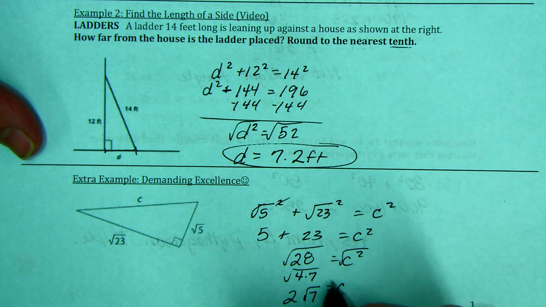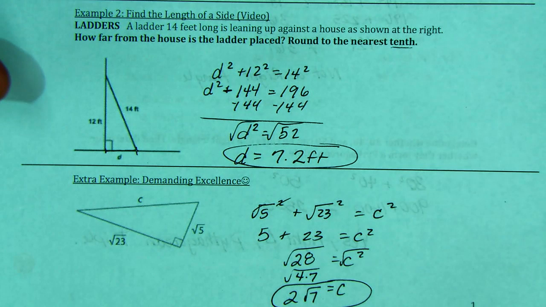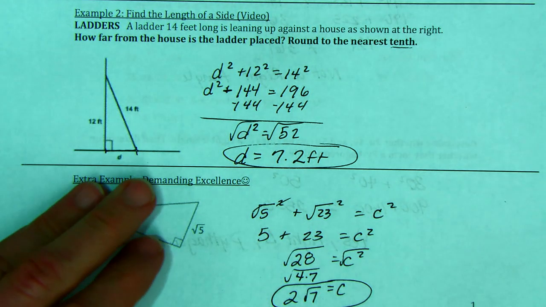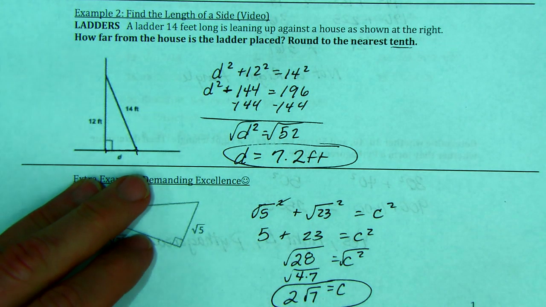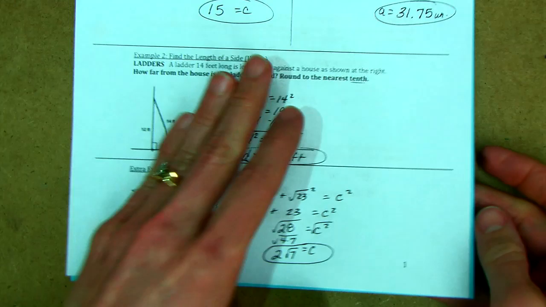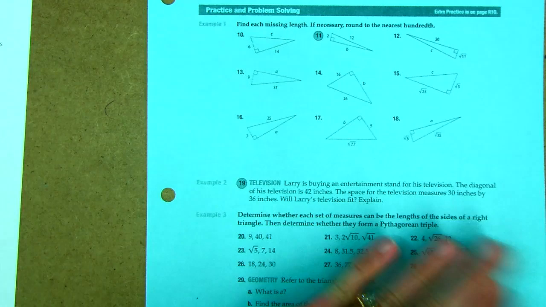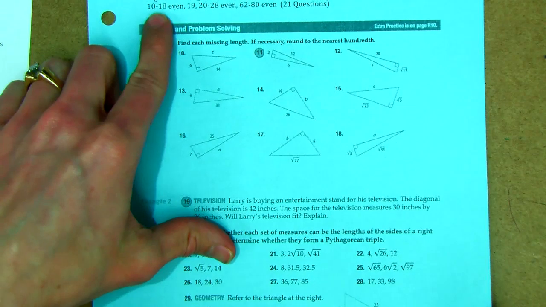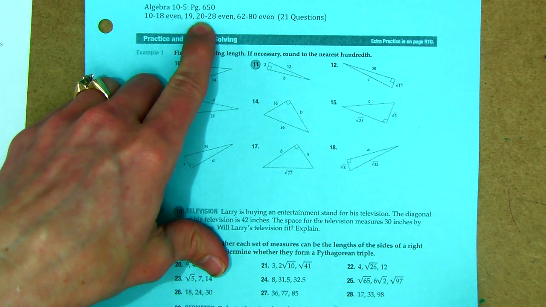That is all of today's lesson. In lesson 6, we're going to go on and talk about the sine, cosine, and tangent, which are trigonometric functions. Bring your calculator. But for your assignment here, it's 2 pages. Okay, so 10 through 18 even, 19, 20 through 28 even, 62 through 80 even, and that doesn't fit on one side. So that's why you have a 2-sided.